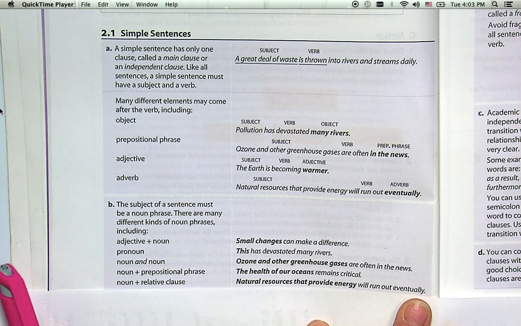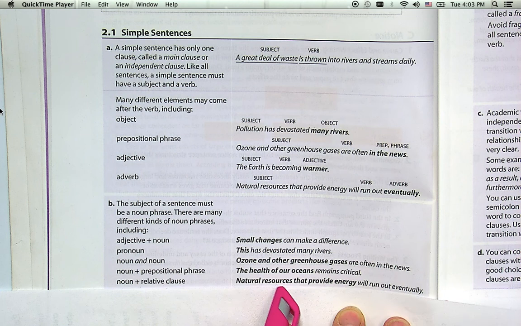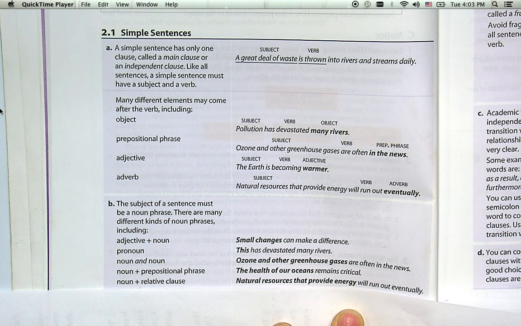You can have a noun plus a relative clause. This is also called an adjective clause. It's the same thing, just a different name for it. "Natural resources that provide energy." In this case, this is our adjective clause describing natural resources. And we study adjective clauses in level 2. So if we need some review on that, we can do that.